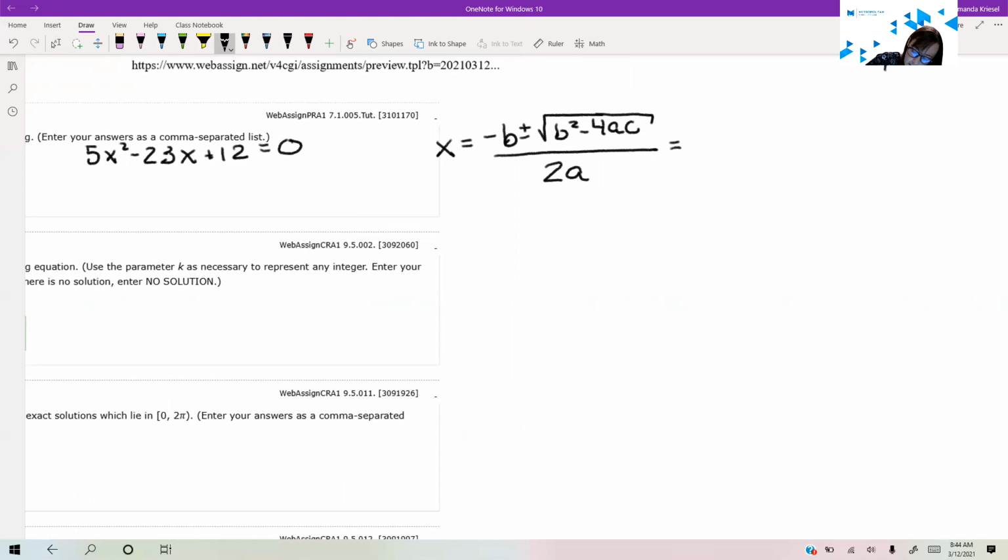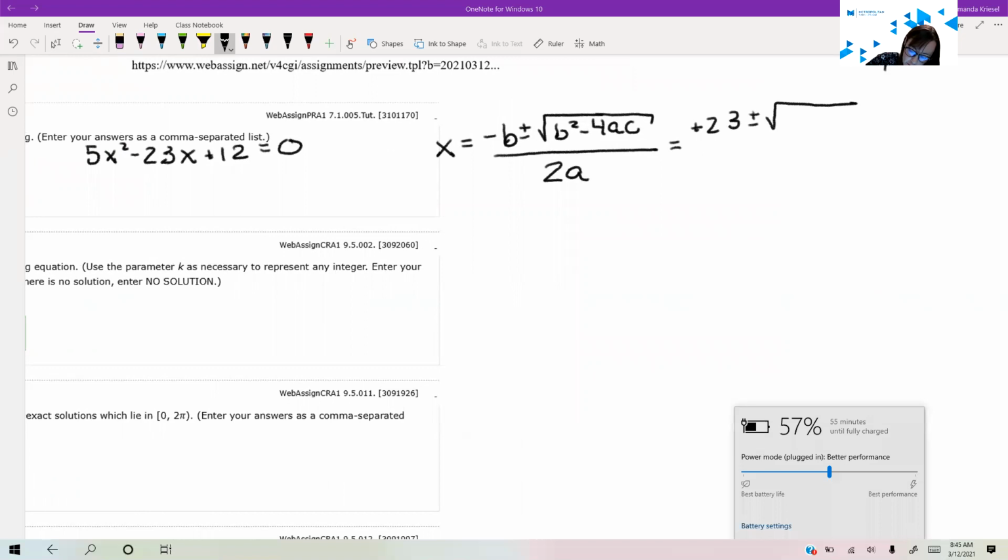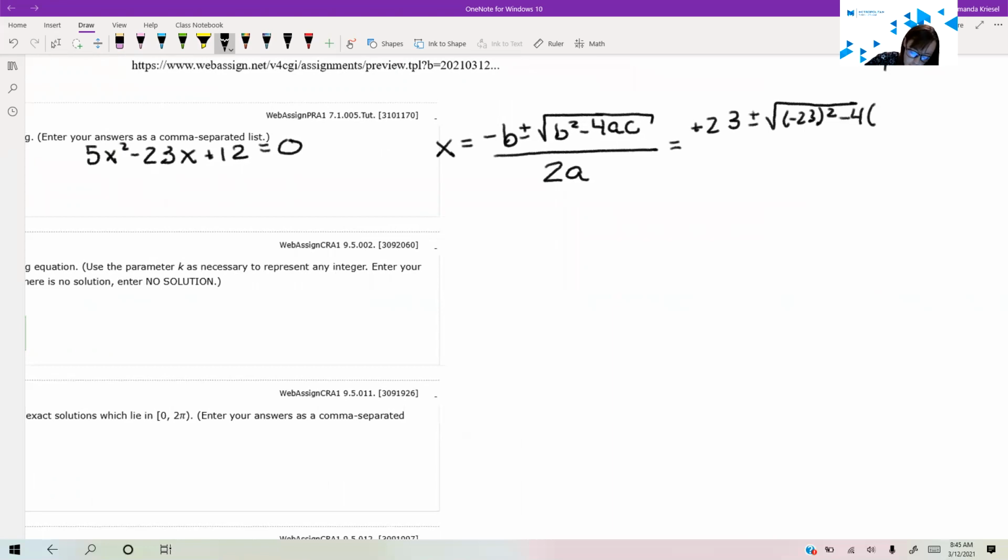Okay, so we have negative 23, so this is going to give me a positive 23 plus or minus the square root. B squared is going to be that negative 23 squared minus 4 times A, which is 5, and C, which is 12. You see, all together over 2A, and that A is going to be 5.